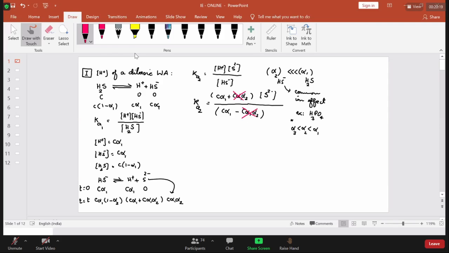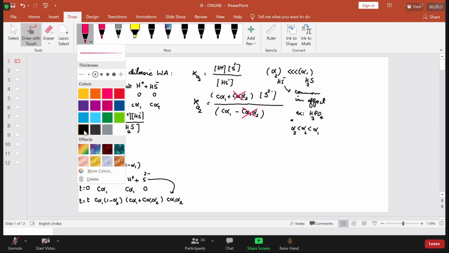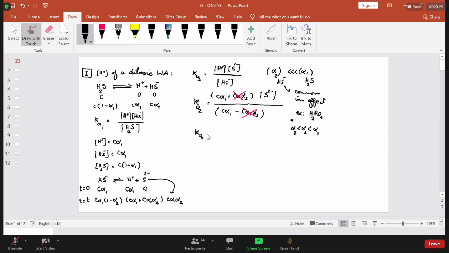Out. And then what is left out now? Left out is Ka2 equal to dash. See the very beautiful conclusion. I can calculate the concentration of sulfide ion directly in case of a dibasic weak acid. Fine. Now, what is our discussion? Our discussion is not this one.